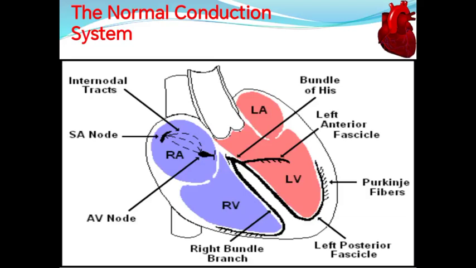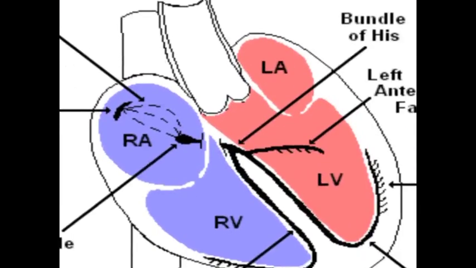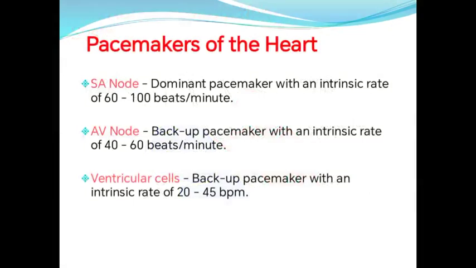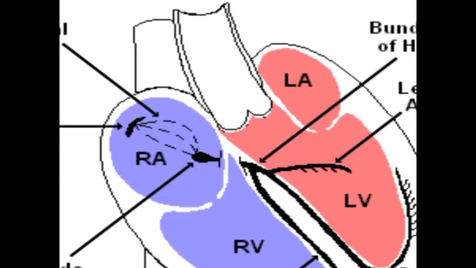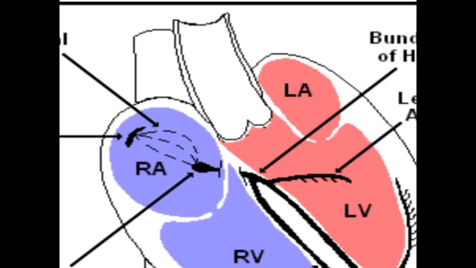This is the normal conduction system of the heart, which starts from the sinoatrial node. As I told you, it's located here. Sorry, it's located here. Here is the sinoatrial node, the junction between the right atrium and the superior vena cava.